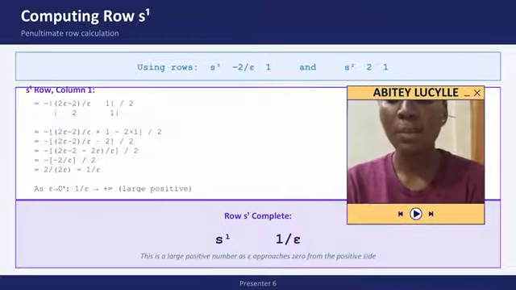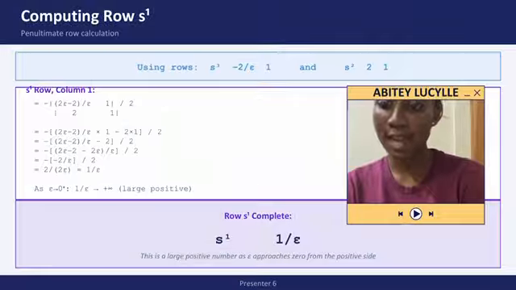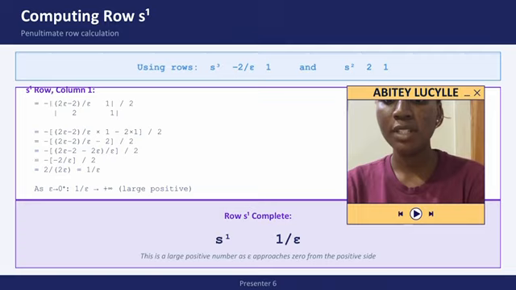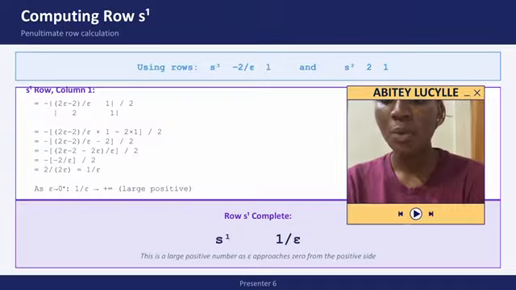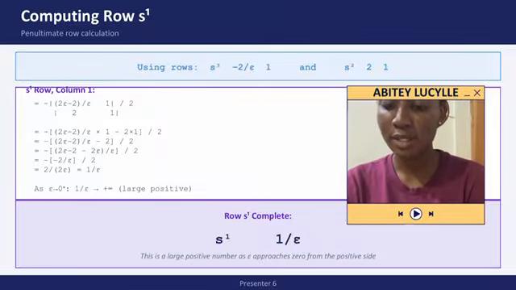As epsilon approaches 0 from the positive side, 1 over epsilon approaches positive infinity. The positive 1 becomes negligible compared to this positive infinity. Hence, S to the first is 1 over epsilon, which is a very large positive number.